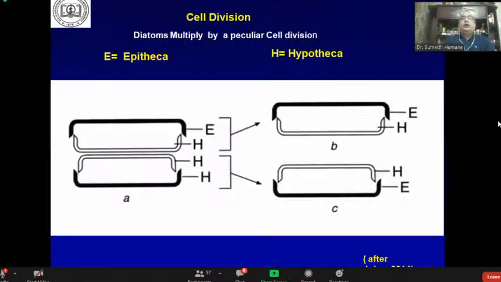Now, for your information, quickly we'll discuss this. The diatoms have a peculiar type of cell division. I told you that they are made up of two valves, epi and hypo, like a pill box. One valve, the epi, lies above, and the lower one is called the hypo. The hypo wall is a little bit smaller as compared to the epi wall, so they get fixed into each other.